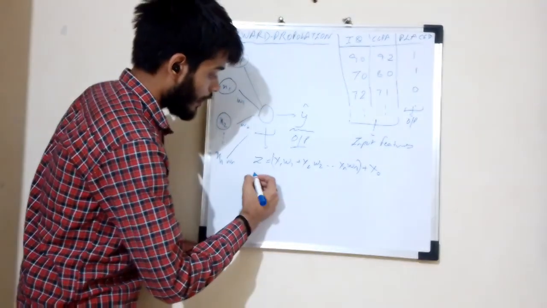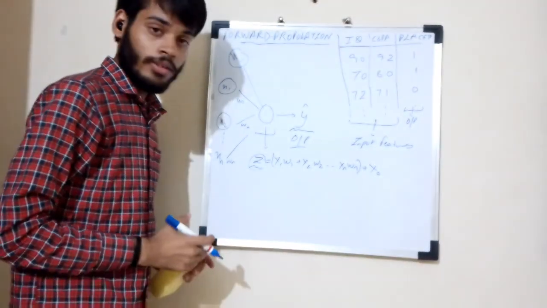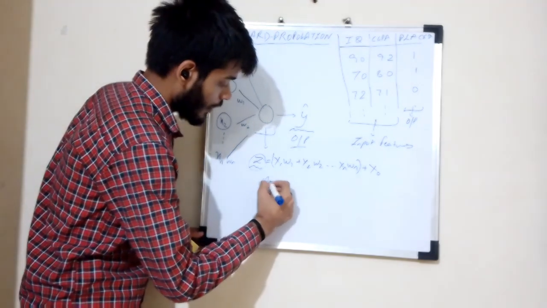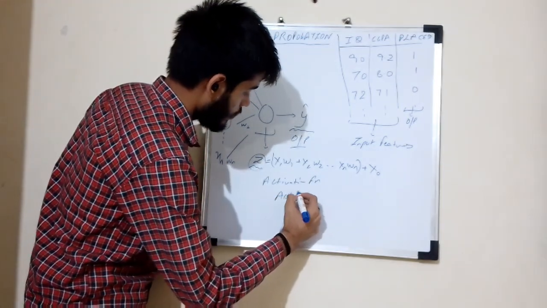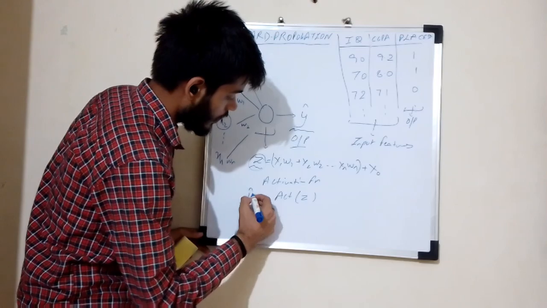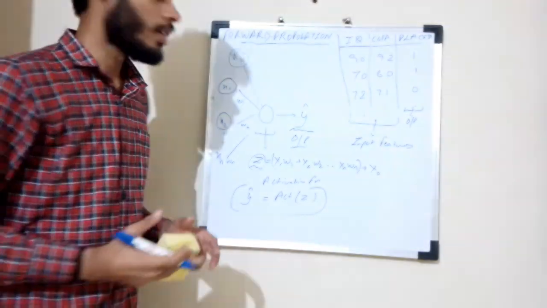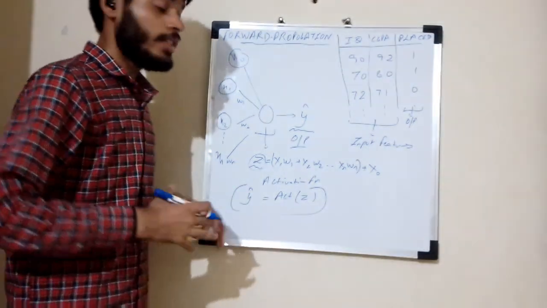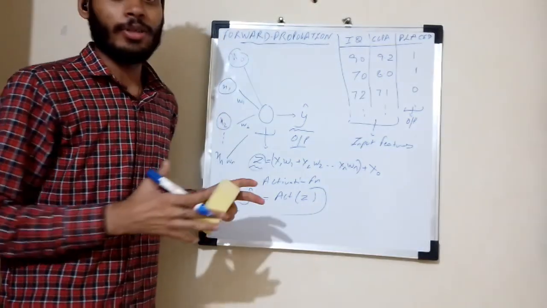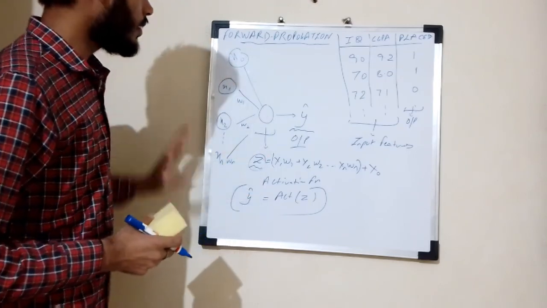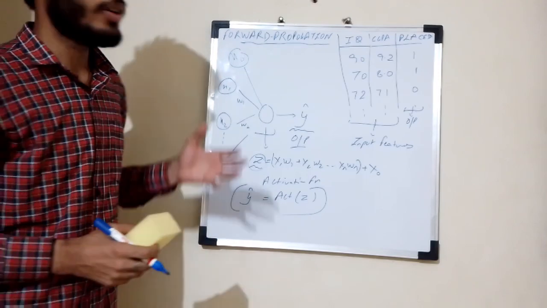After that, we pass this z to the activation function. So act of z gives me the output y. Some of the activation functions are sigmoid, ReLU, and leaky ReLU. We will talk about these in a particular video. So this is how our output is calculated and how our neural network works.